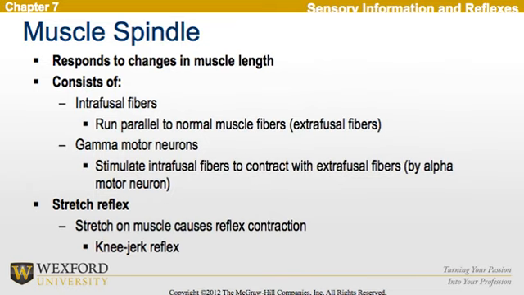The muscle spindle responds to a change in muscle length. These consist of intrafusal fibers, which run parallel to normal muscle fibers, called extrafusal fibers. There are also gamma motor neurons, which stimulate intrafusal fibers to contract along with extrafusal fibers, which are stimulated by alpha motor neurons. In addition, there's a stretch reflex, which happens when stress on the muscle causes a reflex contraction. An example of this would be the knee-jerk reflex.